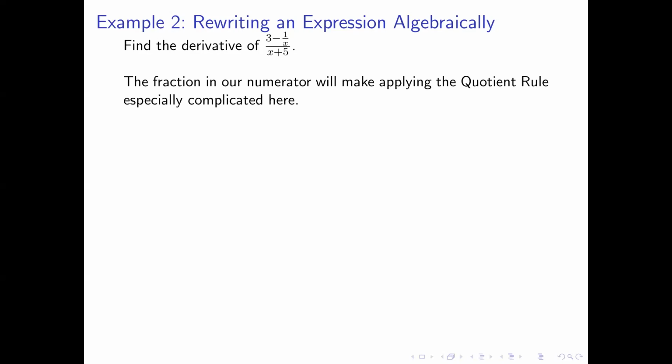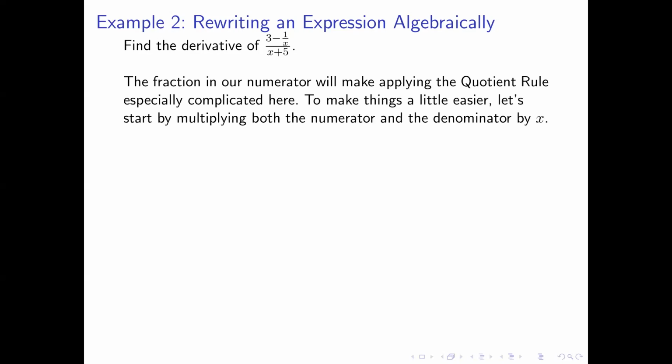If we just start applying the quotient rule at this point, things are going to get a little complicated because of the 1 over x that appears in the numerator. We have a complex fraction here, and applying the quotient rule would require us to continue working with complex fractions, which can be a little bit unwieldy.